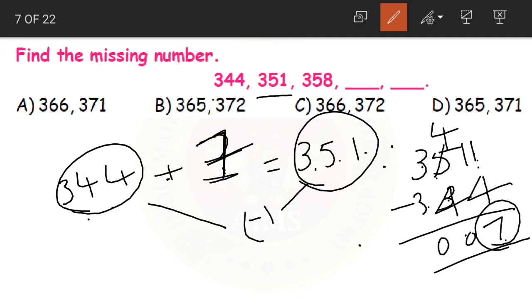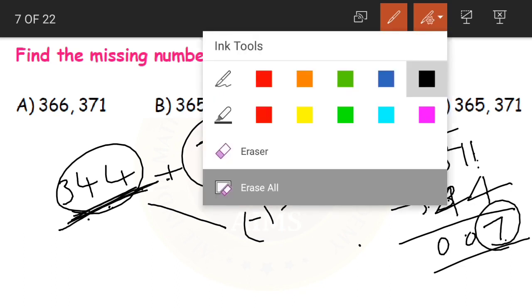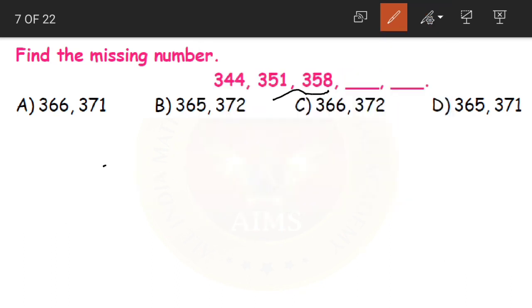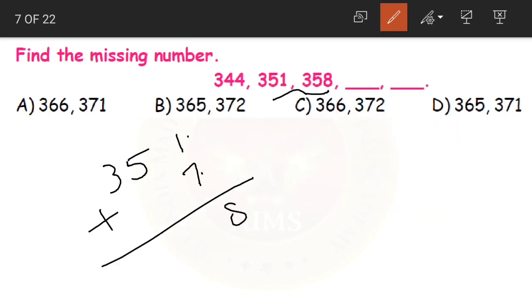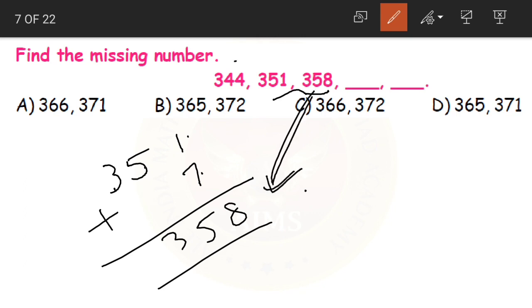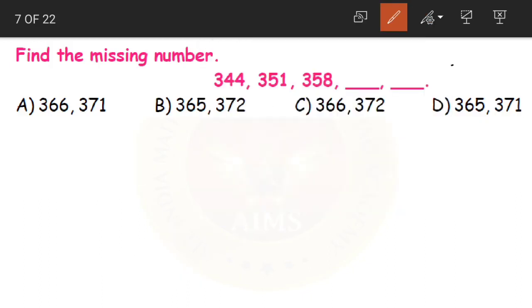What did we understand from this, children? When 7 was added to 344, we get 351. Now let us check the same with these two numbers also. 351 plus 7. 1 plus 7, 8, 5, 3. What did we get? 358, right? So what is the relation here? We need to add 7 to get the next number. Yes, we need to add 7 to get the next number.